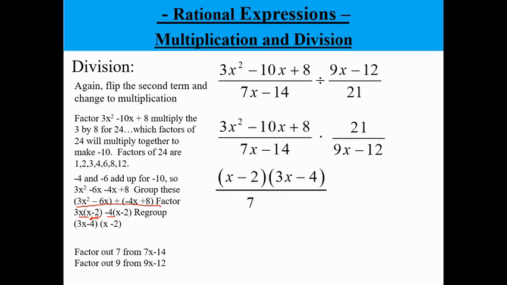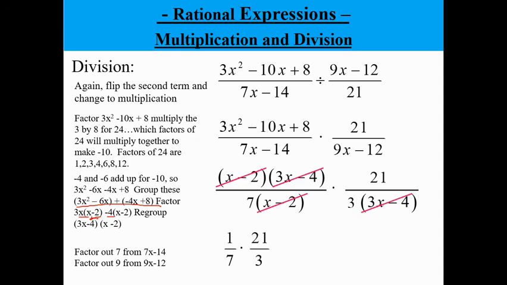Then we're going to factor the 7 out from the 7x minus 14. Factor out the 3 from the 9x minus 12. Okay. Again, we have a lot of cancellations happening to where we wind up with the number 1. Okay. And that sometimes happens.